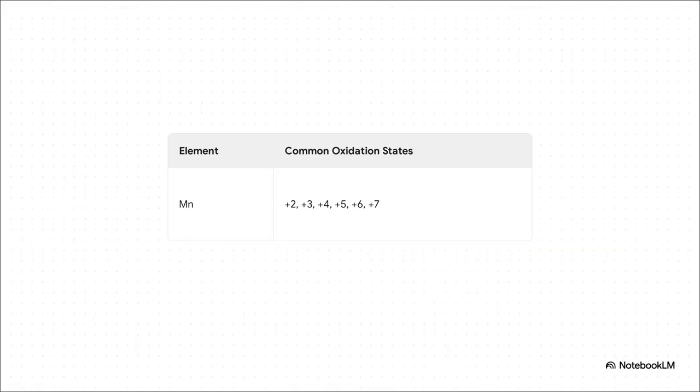Superpower number 1. They're basically chemical chameleons. Because they can lose different numbers of those d electrons, they can have a whole range of different oxidation states. I mean, just look at manganese. It can be a +2, a +3, +4, all the way up to +7. That kind of flexibility makes it a total powerhouse in chemical reactions.